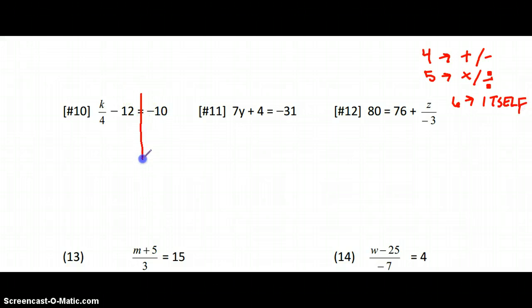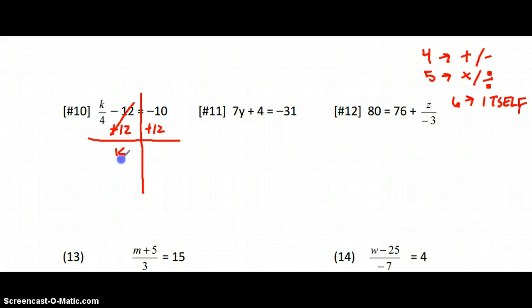We draw a line at the equal sign. We just look at our first step. Do we have anything being added or subtracted to our K? Well, this is division. We don't want to do that first. This is being subtracted. So the opposite of subtracting 12 would be adding 12. What I do to one side, I do to the other. Those 12s disappear. That was my whole point.